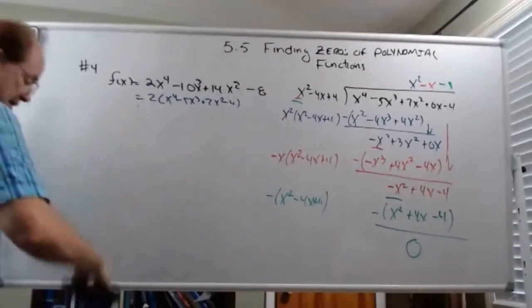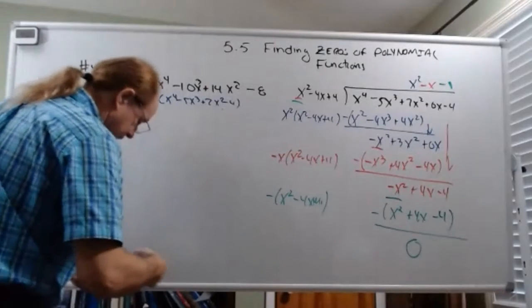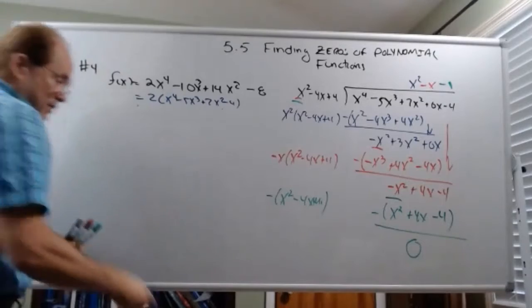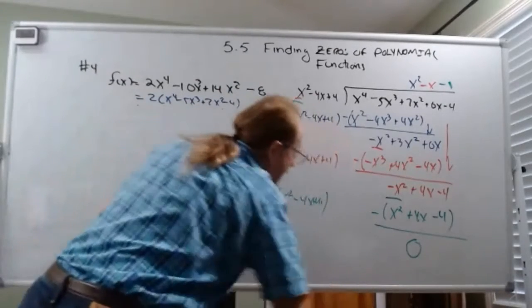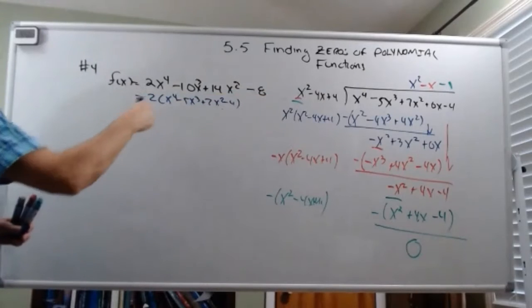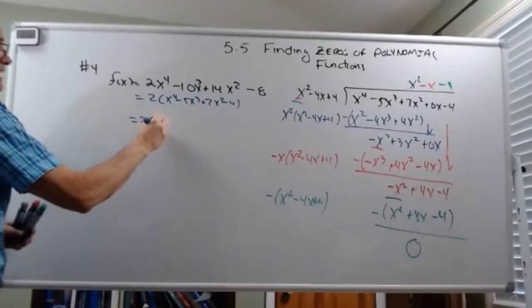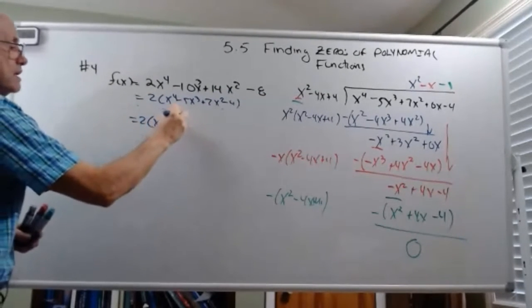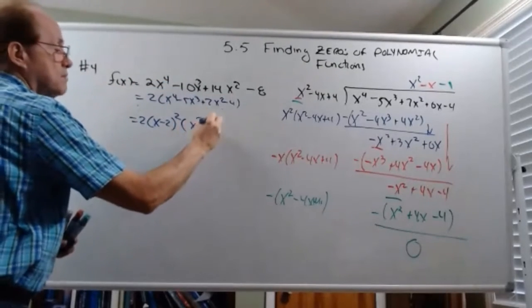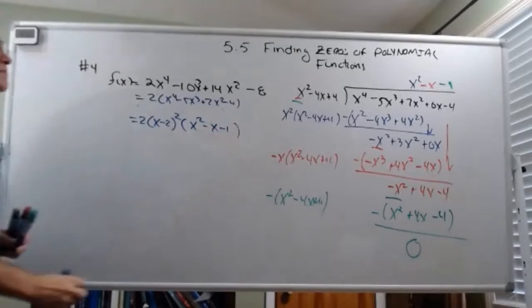The 2 has to be there. I need that 2. That's part of my solution over here. So it's equal to 2 times x minus 2 squared. That's what I'm dividing by, which is x squared minus 4x. Equals 2 times x minus 2 quantity squared times what's left over there: x squared minus x minus 1.